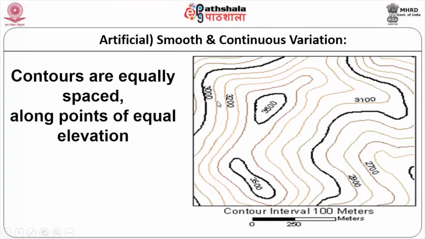Each of them, depending upon the type of map where it is being used, could be 100 meters or 200 meters or 10 meters, 20 meters. Here it is 100 meters each: 3000, 3100, 200, 300, 400 and 500. This is what I was telling you.